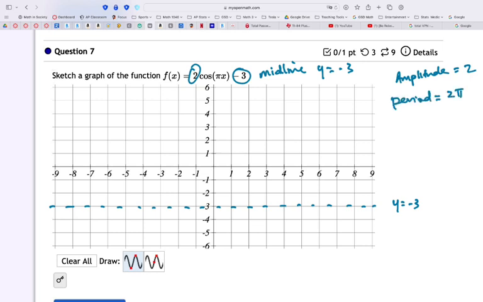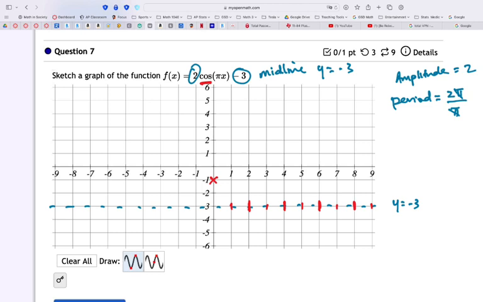So what's the period? 2 pi divided by, what's the thing in front of the x? It's pi, actually. So 2 pi divided by pi cancels off, the period is 2. So let's mark it out, 2, 2, 2, 2. And then halve it.